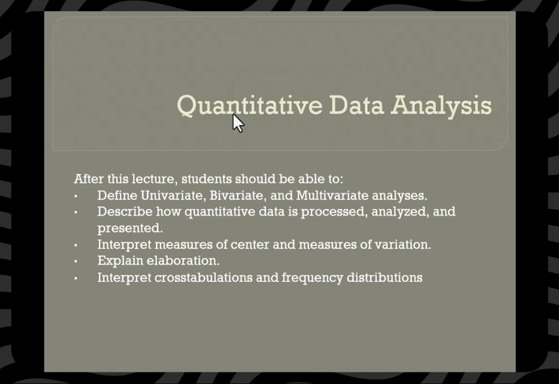After this lecture, students should be able to define univariate, bivariate, and multivariate analyses, describe how quantitative data is processed, analyzed, and presented, interpret measures of center and measures of variation, explain elaboration, and interpret cross-tabulations and frequency distributions.